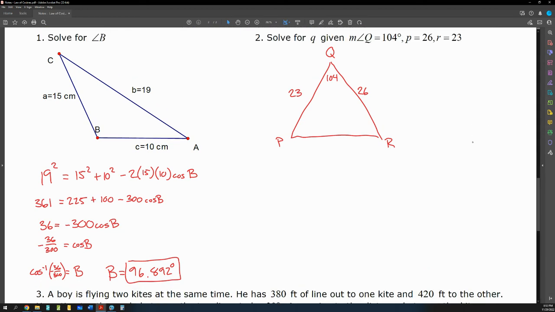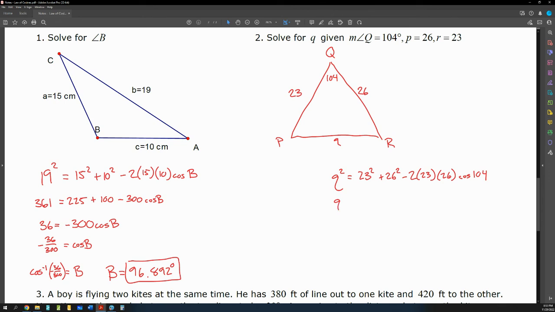To solve for side length Q, and I'll label that too, the side length by itself in the equation is always going to be across from the angle that you have defined. I know that we have angle Q, so that means my Q squared is going to be the quantity by itself. So Q squared is equal to 23 squared plus 26 squared minus 2 times 23 and 26 cosine of 104. Okay?